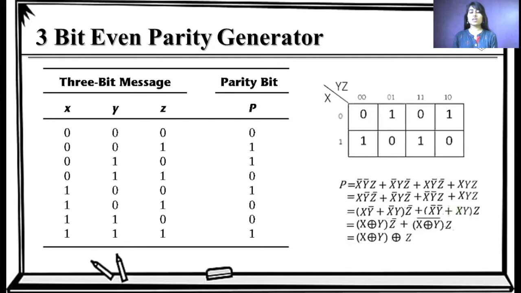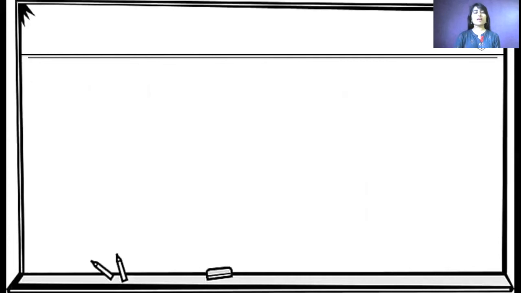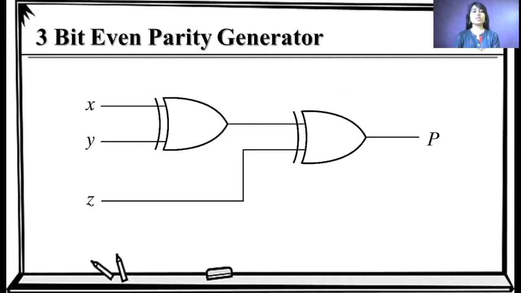And again we have x XOR y times z bar plus x XOR y bar times z, which is of the form a b dash plus a dash b, which can be written as x XOR y XOR z. So here we have a logical diagram for a 3-bit even parity generator: x, y XORing, then z XOR. So we have a parity bit. Here we have a 3-bit even parity generator using this logical diagram.